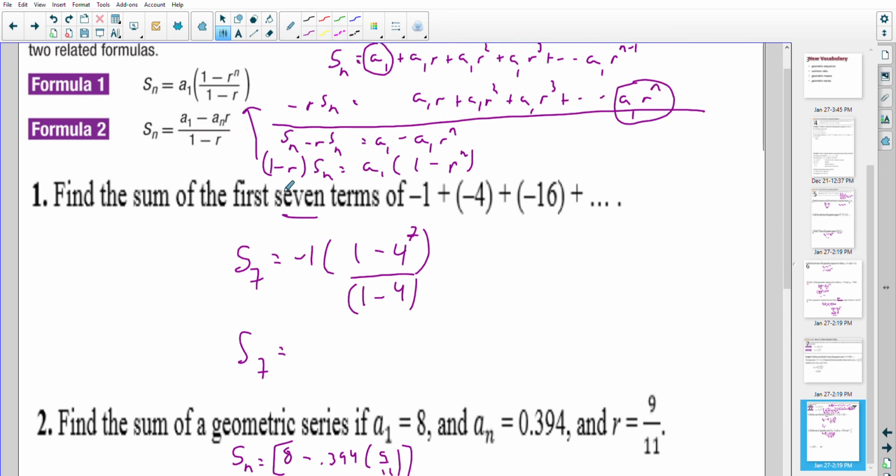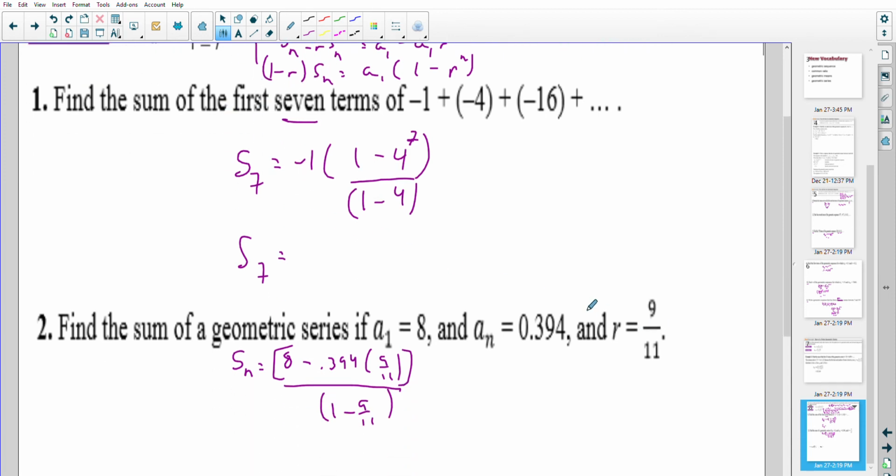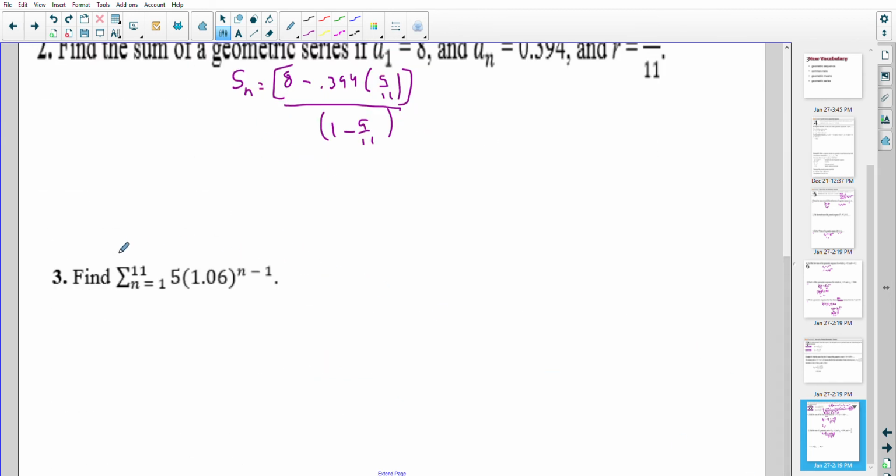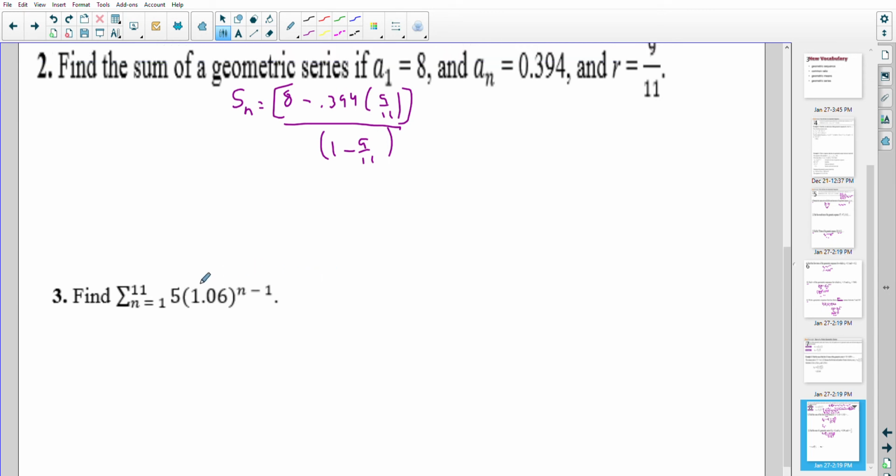Well, it's a lot easier when it's given you the last term to use the second formula, because as you can see in the first formula, you don't have that last term. And the last type of problem is this type of problem where it's in summation notation. And so again, I guess the easy thing to do is to see that you can get the first and the last term relatively easily. So I'll just do that second form as well.